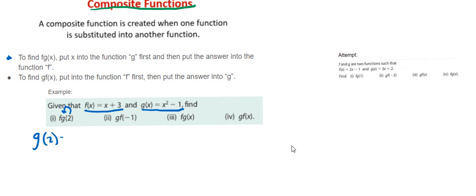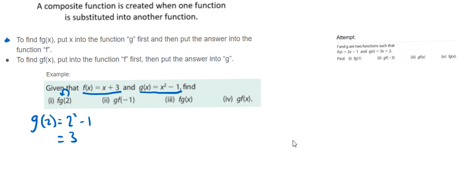So g of 2 would be, I just put in a 2 instead of the x, so it would be 2 squared minus 1. So 2 squared is 4, minus 1 is 3. So final answer there is 3. But then I'm going to put that answer into the function f. So basically, I've worked out that g of 2 is 3. So therefore, f of g of 2 would be where I put the 3 into the function f, and f of x is x plus 3.